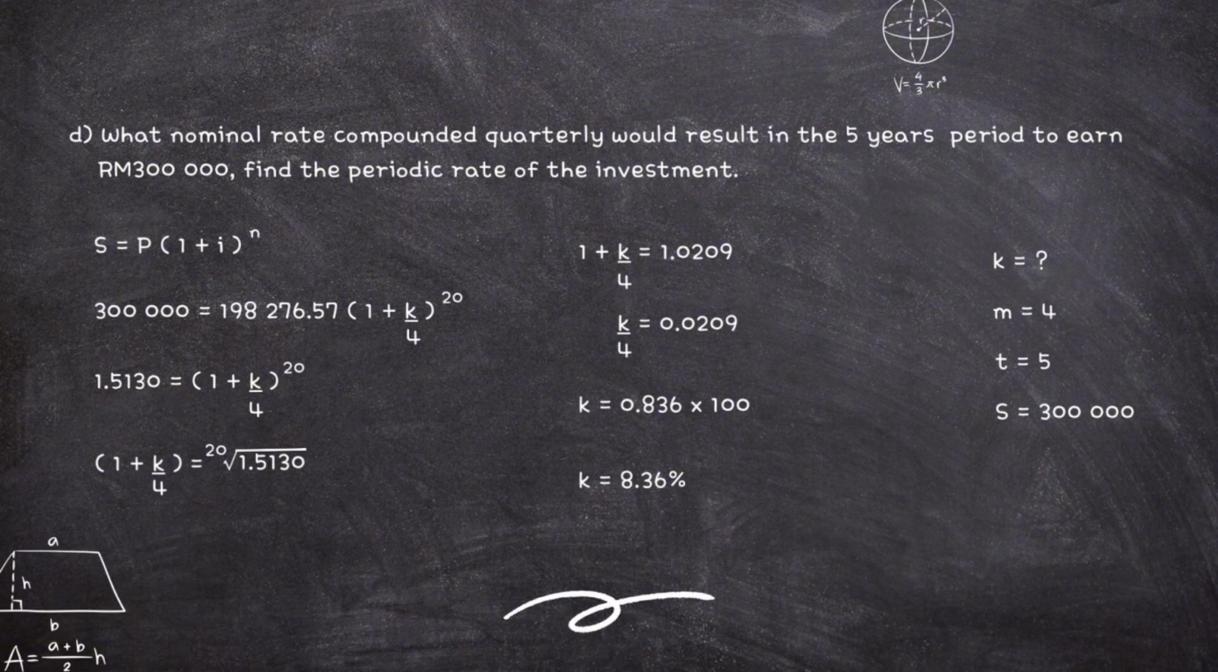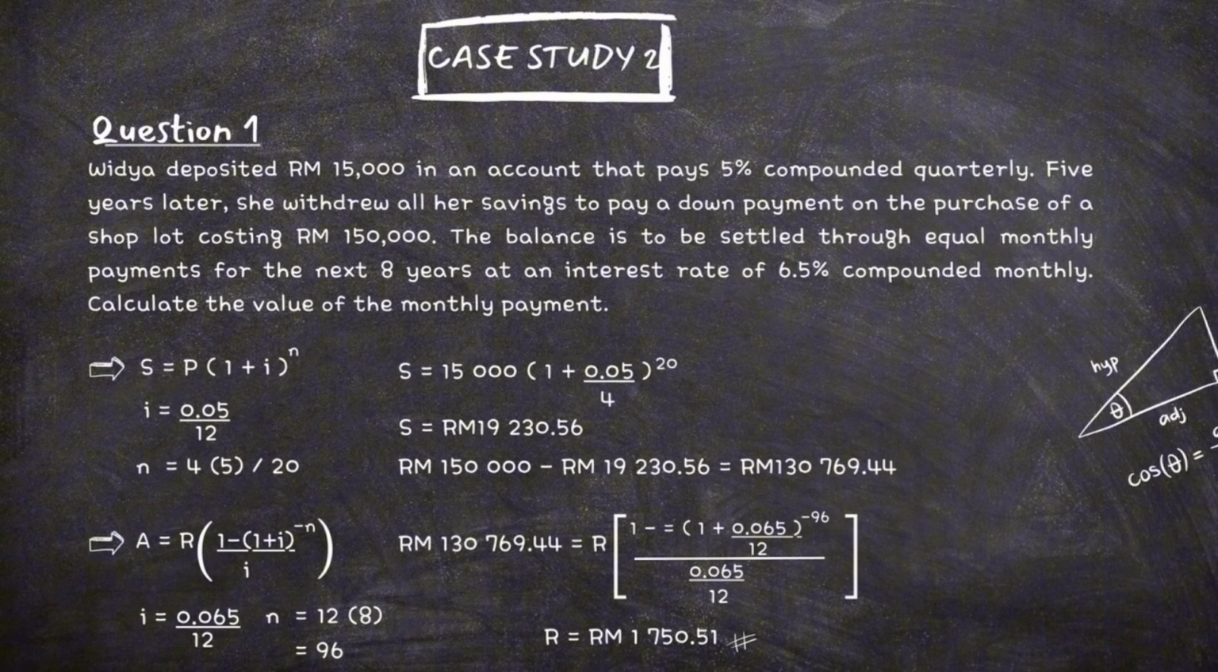We will get 1 plus K per 4 equals 1.0209, and we need to calculate again, and we will get K per 4 equals 0.0209, and we need to calculate again and we will get K equals 0.0836, and we need to change 0.0836 into percent, and we need to times with 100, and we will get K equals 8.36%.